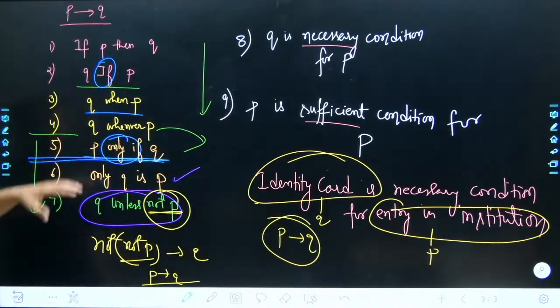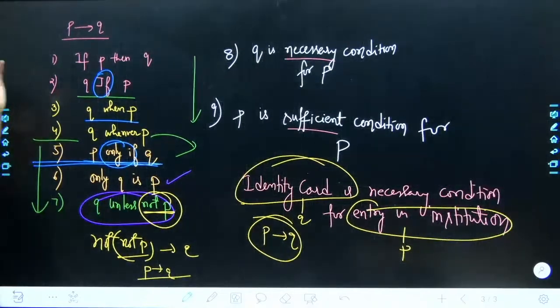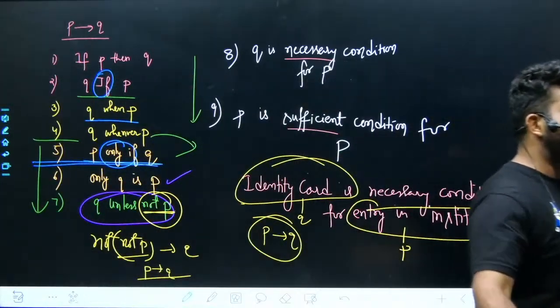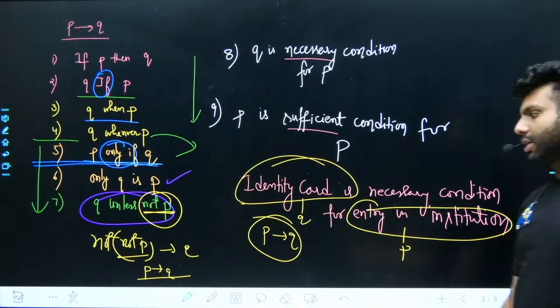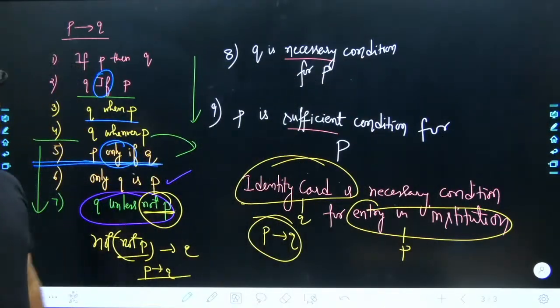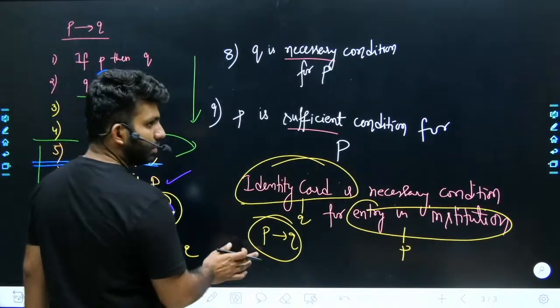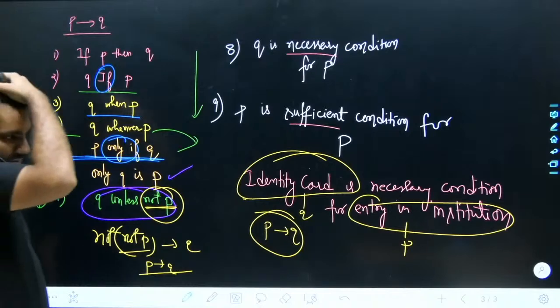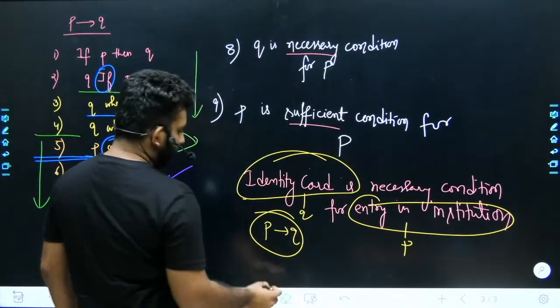So we have a number of examples where P implies Q will be there. Is it clear to everyone? Whosoever are watching it live, just let me know, guys. It's important so that we can take maximum benefit of it. I hope it's clear. So let's move further.